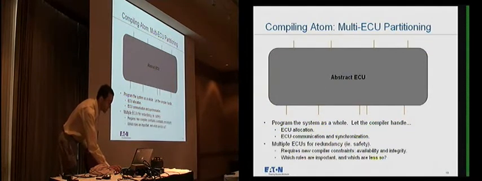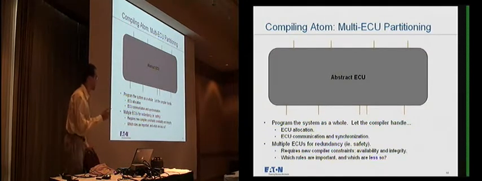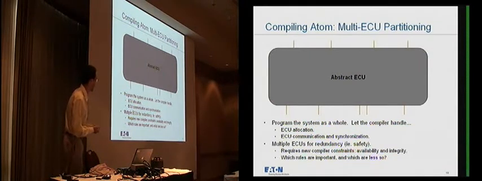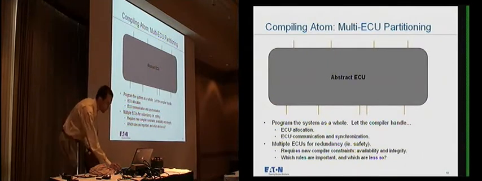The catch here, though, is safety. The primary reason to go to a multiple ECU architecture is for safety, is for redundancy. So the compiler needs more information. The compiler needs essentially availability and integrity constraints on the individual components in the system. And then also the designer may need to specify which rules are the really, really important rules that need to be executed versus which rules are, well, it'd be nice to have, but they're not necessary to keep the truck running.